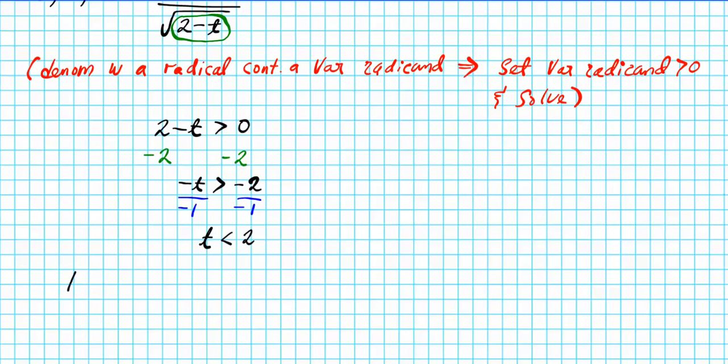So the domain is t is less than 2 using inequality notation. If you want to use interval notation, you're basically going from negative infinity all the way to 2, with a parenthesis to exclude 2, and that's the domain for question number 6.